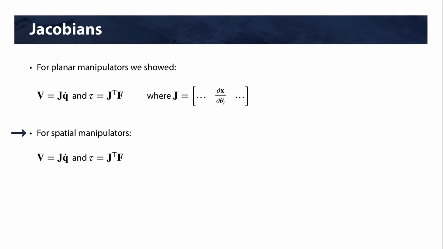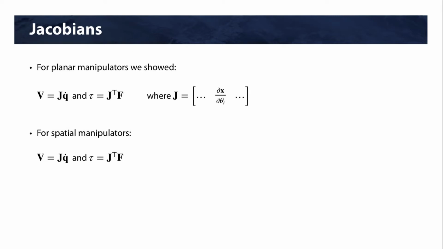Now for the spatial case, our formulas are still the same. Our velocity is equal to the Jacobian times q dot, and our torque for the static force case is equal to J transpose times F. The difference is we can't just use this formulation to find our Jacobian because we have 3D rotations. We're not in the plane, so we have to look at a different way to find the Jacobian.